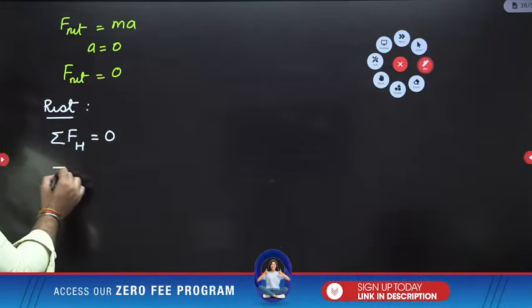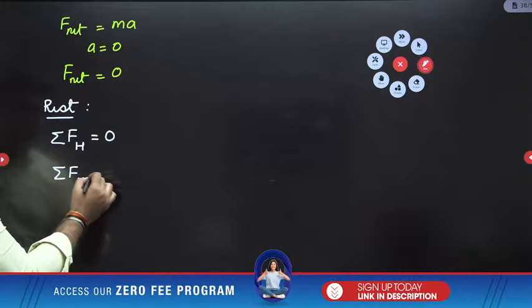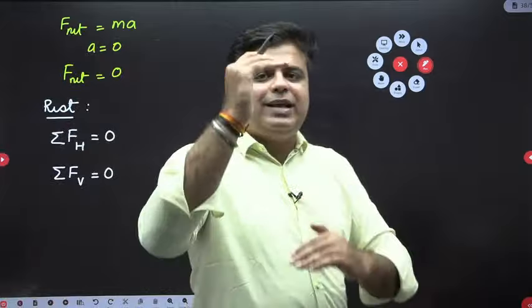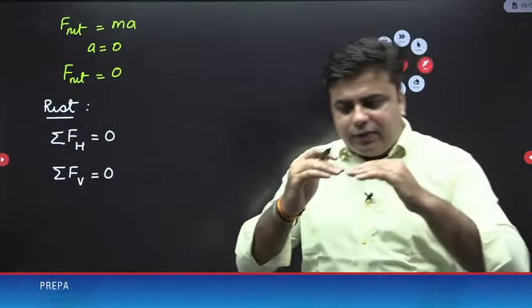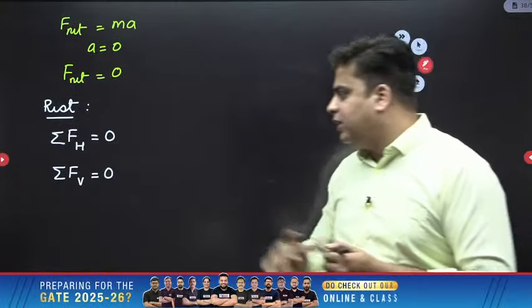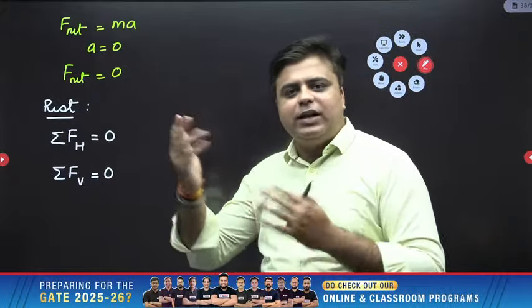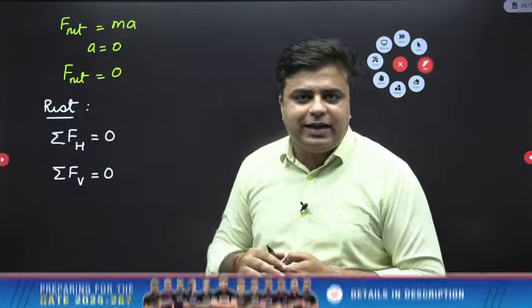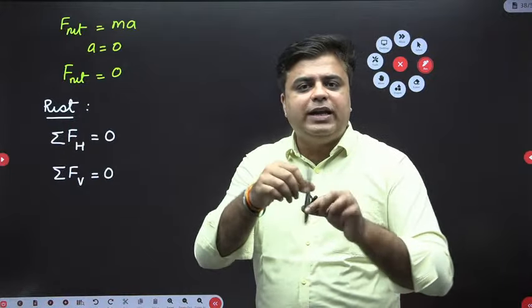The second equilibrium equation is that the net vertical force is equal to 0. If the body is at rest, there is no acceleration in the vertical direction, and if there is no acceleration in the vertical direction, then the net force acting in the vertical direction has to be 0.